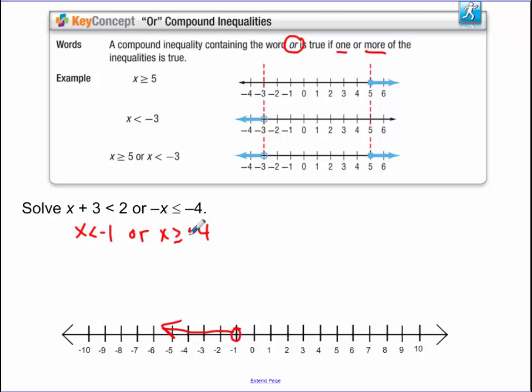Or, that's actually x is greater than or equal to, so it's a filled in hole, +4. Okay, so either one of those possibilities is true. And there's no shorthand for writing it or. It is one or the other. With an and, there's a shorthand for it.